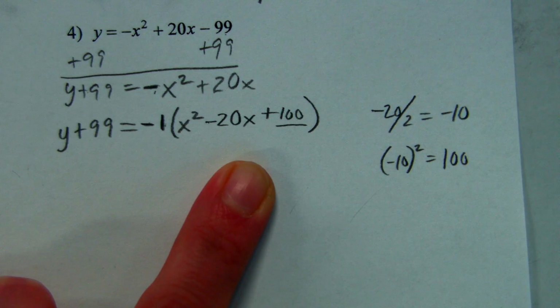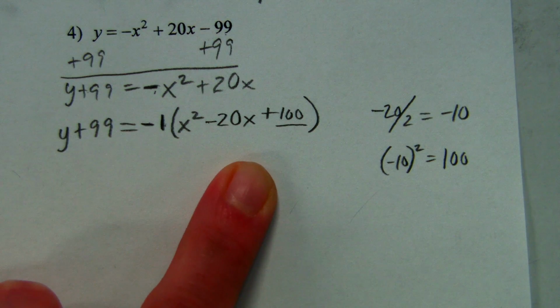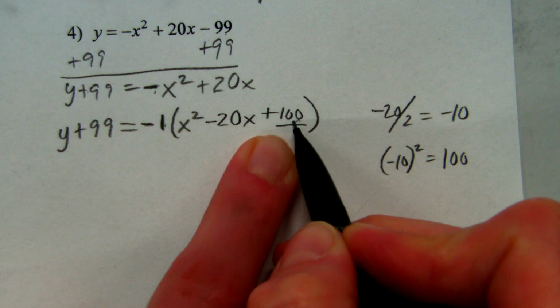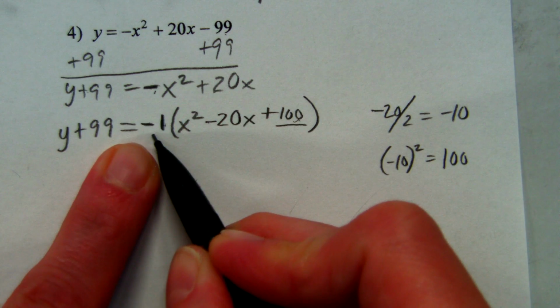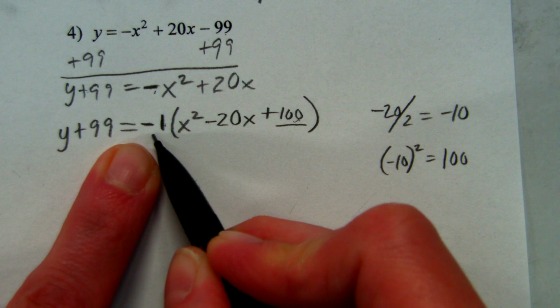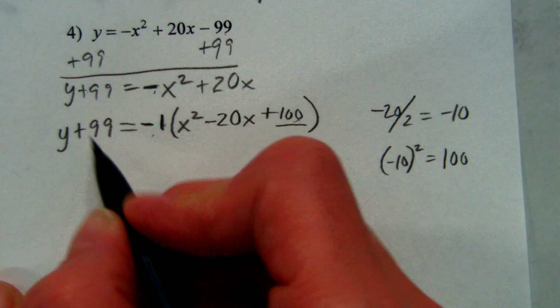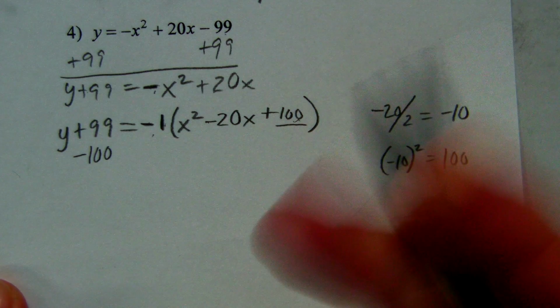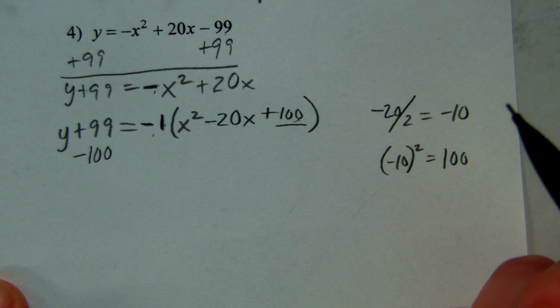Here's the part where you're going to probably forget sometimes to do it, and hopefully you'll remember because I'm trying to remind you now. We didn't actually add 100 to this side. We added 100 times -1. So that's actually like -100, right? So over here I need to subtract 100 or add -100, however you want to think about that, same thing.